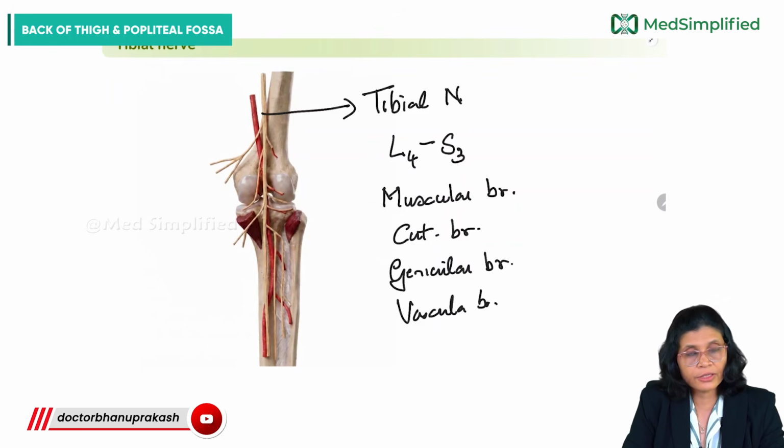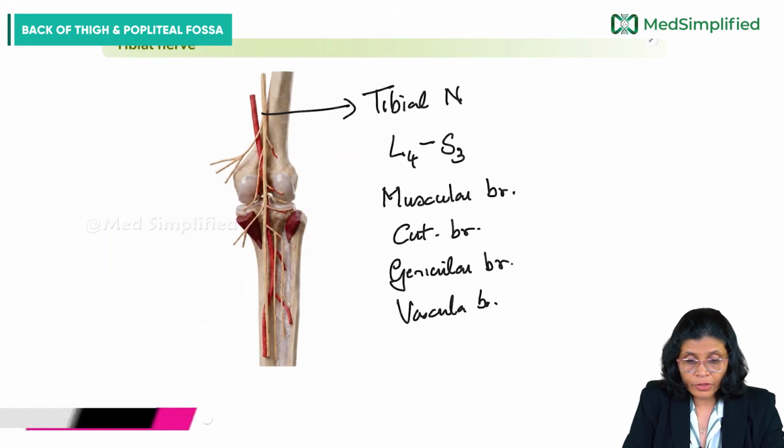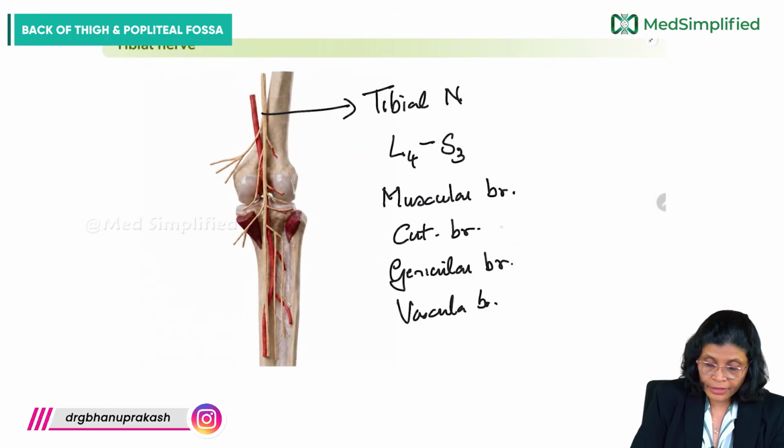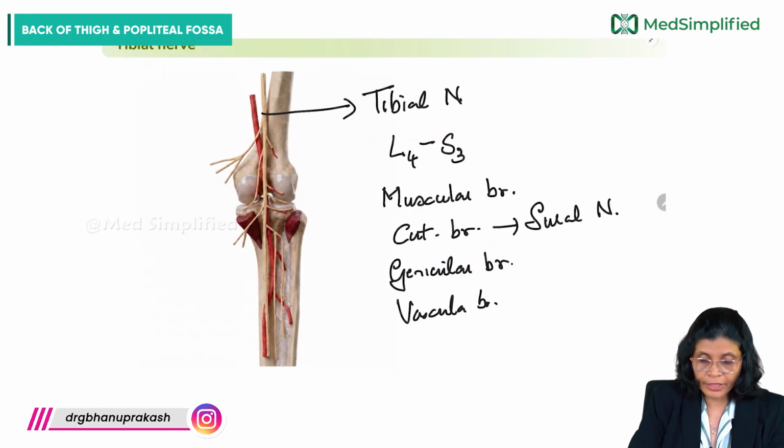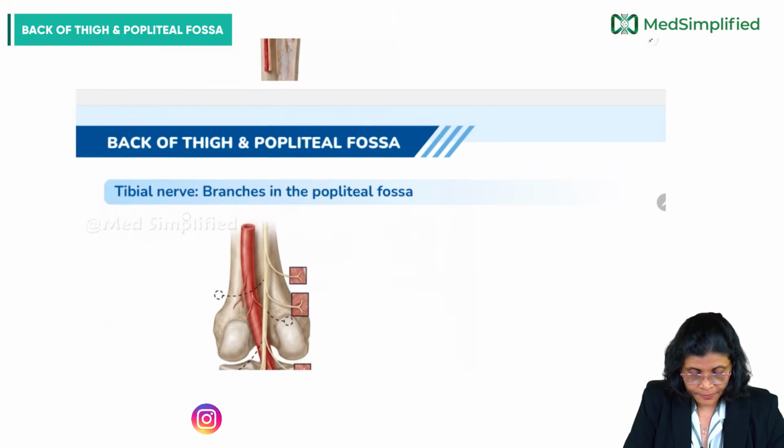The muscular branches, I told you, supply the gastrocnemius, plantaris, soleus muscle, and popliteus muscle. The cutaneous branch is also called the sural nerve. The genicular branches, there are 3. So we will see it here.